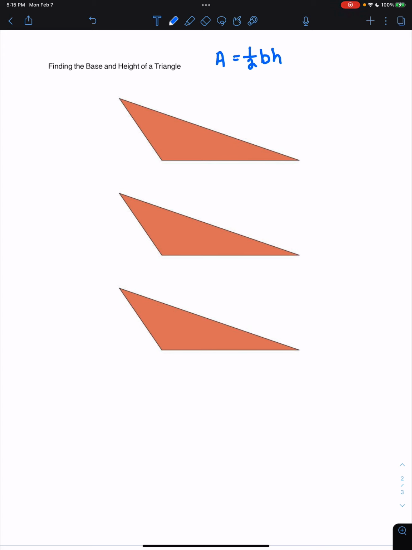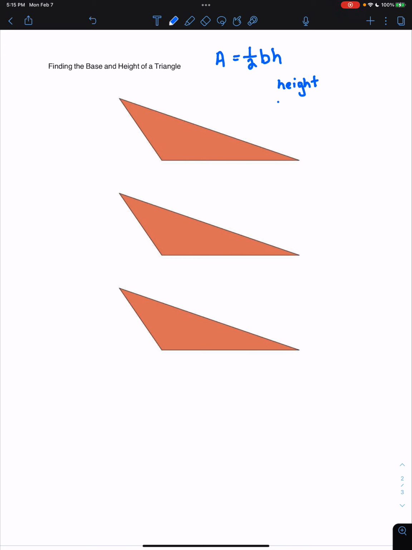Well, every triangle has multiple bases and multiple heights depending on how you look at it. So I have 3 different drawings of the same triangle here. So what I'm going to do is try to identify different ways to look at the base and the height of a triangle. Now, the height of a triangle is interesting. Our height has to have a couple of characteristics.